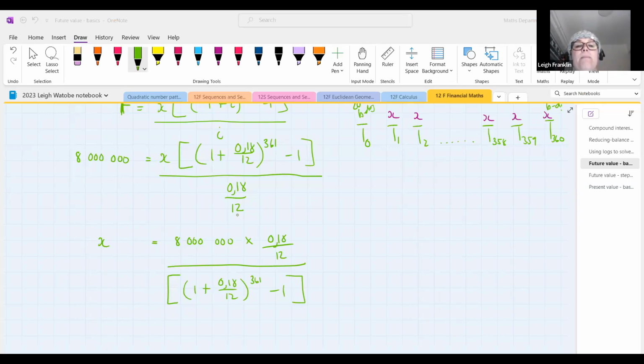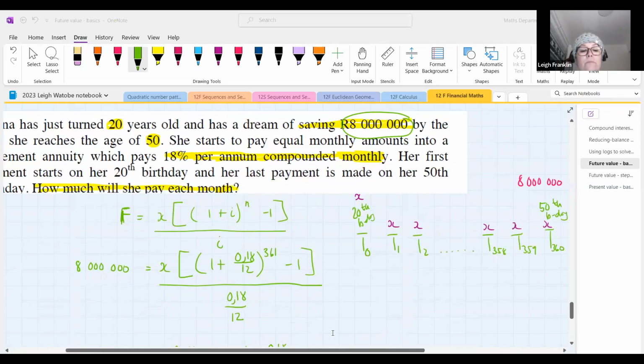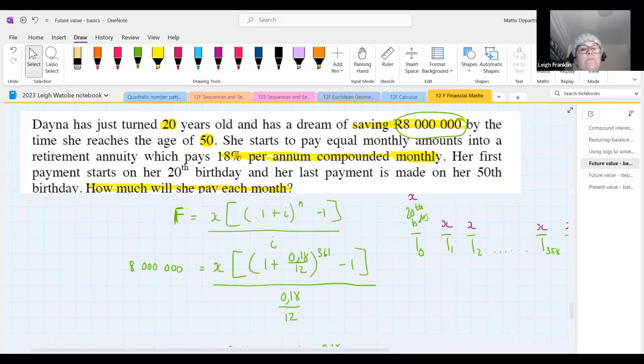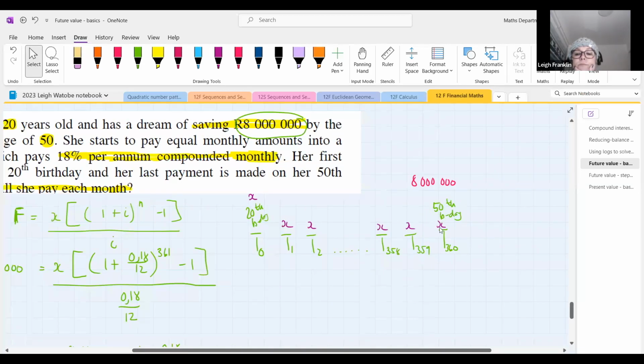Yes, Leanne, I see you've got a hand in the air. Hi, ma'am. Hi, Leanne. I wanted to ask about the 361 payments. It says that she will also make a payment on her 50th birthday. I feel like that payment that she makes doesn't have an interest. Therefore, I feel like it should be 360 instead of 361.